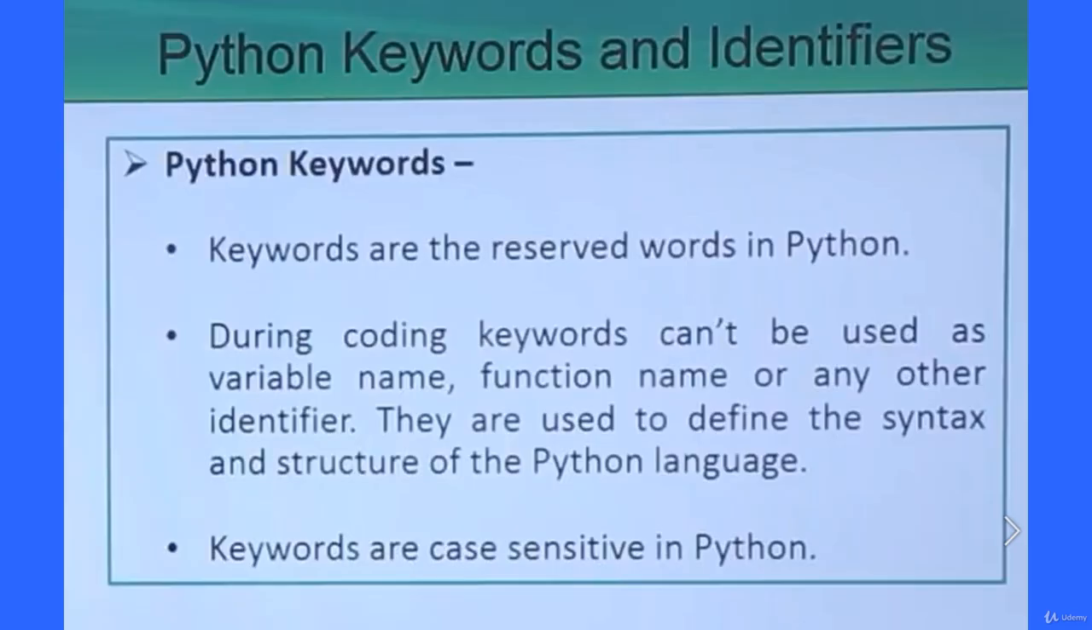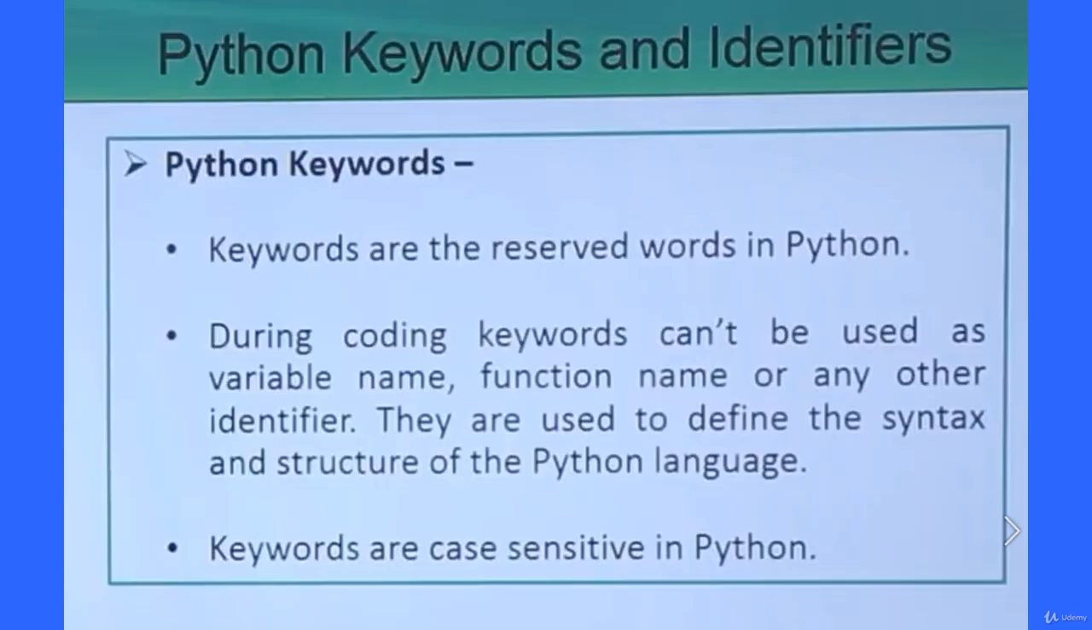During coding, keywords can't be used as a variable name, function name, or any other identifier. That means keywords are reserved for the keyword purpose only. They cannot be used as a variable name or identifier or function name, module name and so on. That's why these keywords are reserved. They are used to define the syntax and the structure of the Python language.